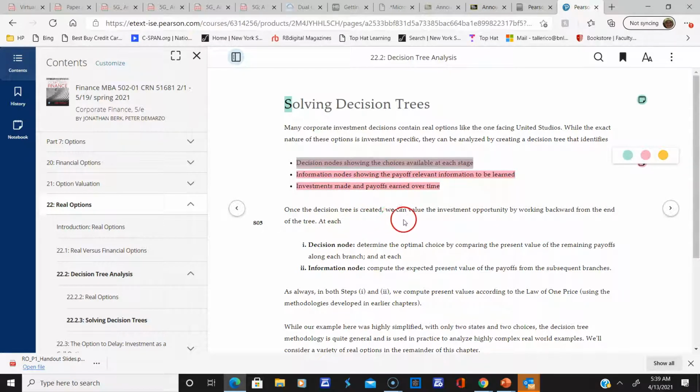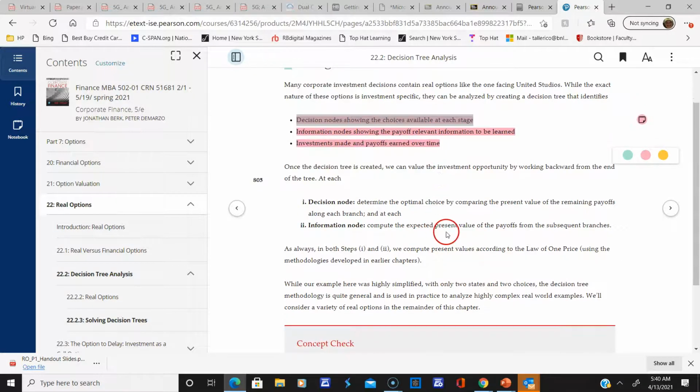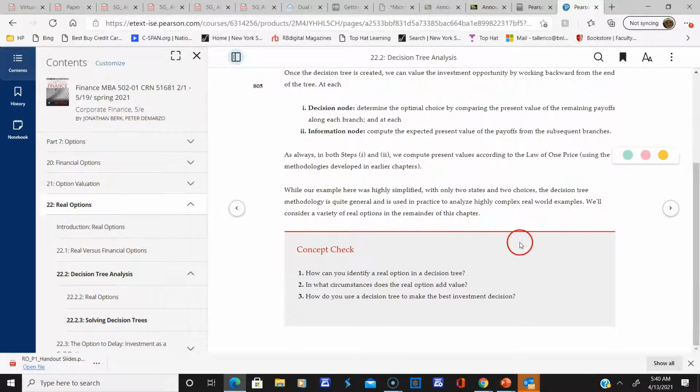Once the decision tree is created, we can value the investment opportunity by working backwards from the end of the tree at each decision node, where we determine the optimal choice by comparing the present value of the remaining payoffs along each branch, and at the information nodes, right, where we compute the expected present value of the payoff from the subsequent branches. In this case there were only two states, but it could get more complicated, right?